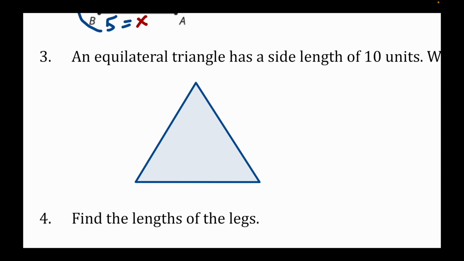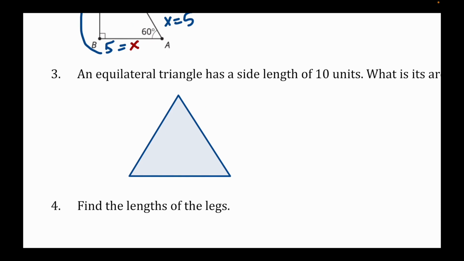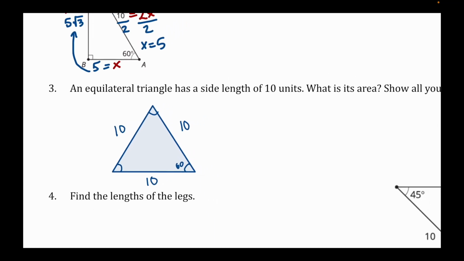Okay, I'm not going to draw an altitude first. Let's actually label what they gave me. It has a side length of 10 units. That means each side is 10. I know all of the angles are congruent. They're all going to be 60 degrees. So I can do that. The area of any triangle is going to be 1/2 of the base times the height.